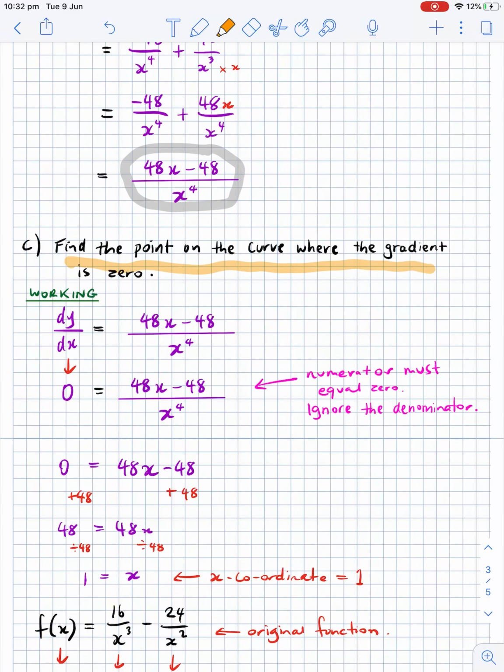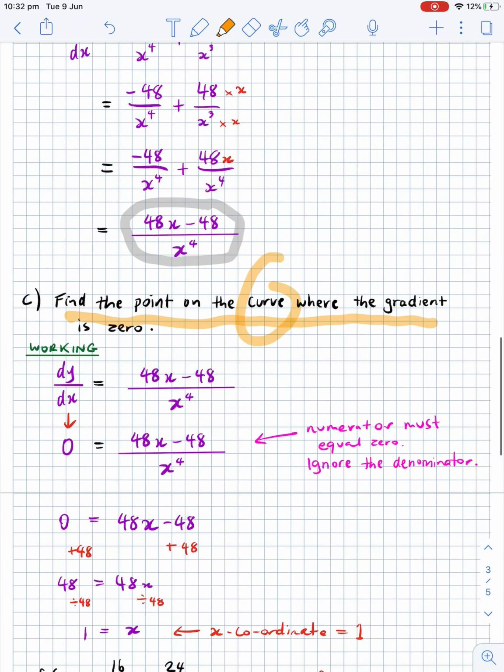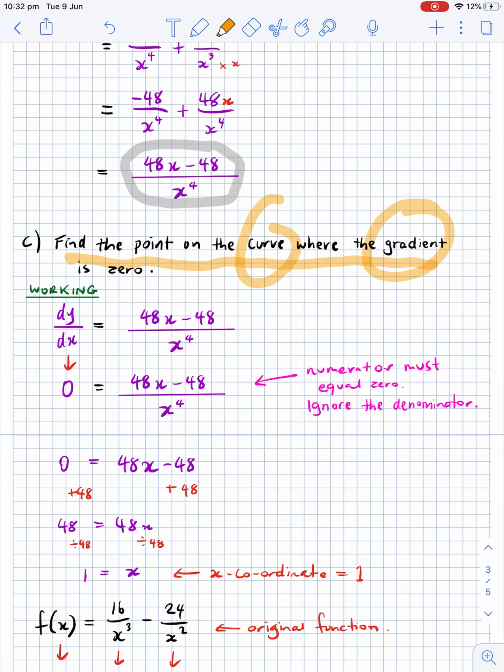Question C, find the point on the curve. So the curve being the original function, this is our original function, that curve, where the gradient is 0. So because we want to know where the gradient equals 0, that means we have to deal with the derivative. This is all about gradient, and we want our gradient to become 0. So because this is the gradient that we just found as a single fraction, this is a lot nicer to deal with. We want this to be equal to 0.